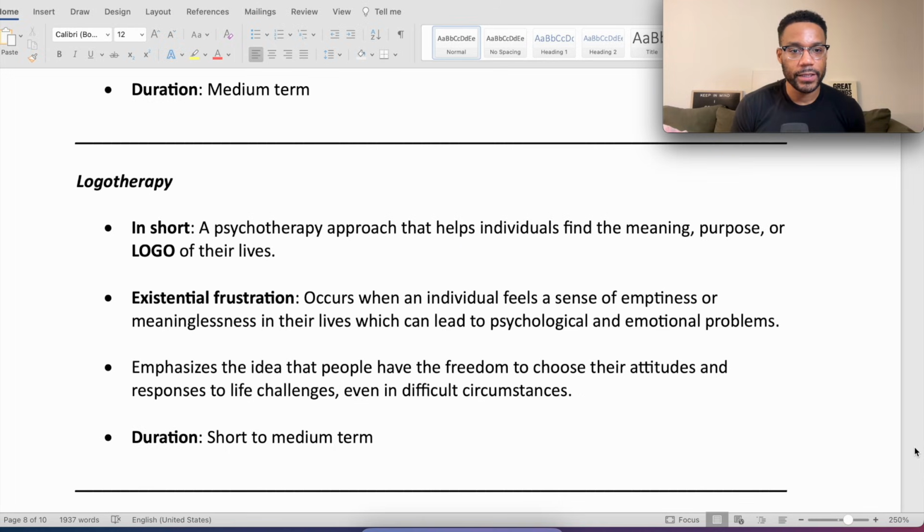Now we have logotherapy. In short, a psychotherapy approach that helps individuals find the meaning, purpose, or logos of their lives. And you know, with a logo, it's like the main thing, like the symbol that represents the company, the business, etc. Existential frustration occurs when an individual feels a sense of emptiness or meaninglessness in their lives, which can lead to psychological and emotional problems. It emphasizes the idea that people have the freedom to choose their attitudes and responses to life changes, even in difficult circumstances. And duration, typically considered short to medium term.